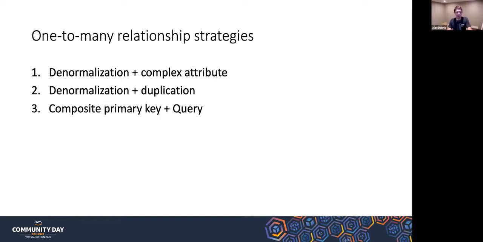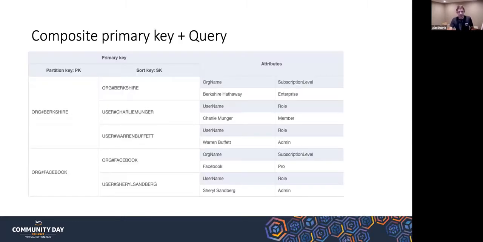Last strategy I want to talk about is composite primary key and query. This is a fun one. So let's go back and let's look at our table. This is our SaaS example. Again, we have organizations, we have users. If you look here, we have multiple items that have the same partition key.